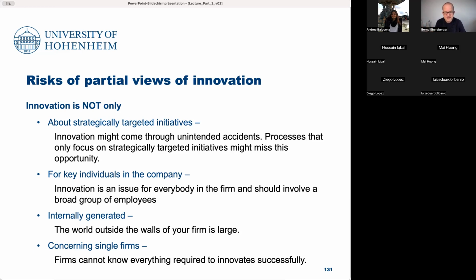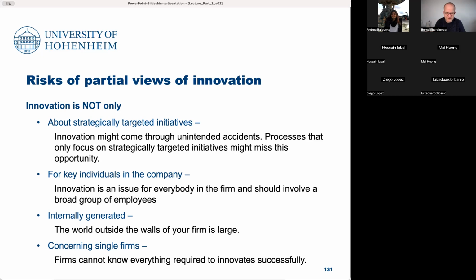And innovation is not only the thing that happens within the company. The world outside of the company walls is so large, and we will talk about this in the summer term when we talk about open innovation. So looking at issues, ideas, concepts, blueprints outside of your corporate walls and getting inspired is very, very helpful. And leveraging the knowledge and the expertise that is out there is a very helpful strategy for innovation. And sometimes you might think that innovation is just a single firm innovating.